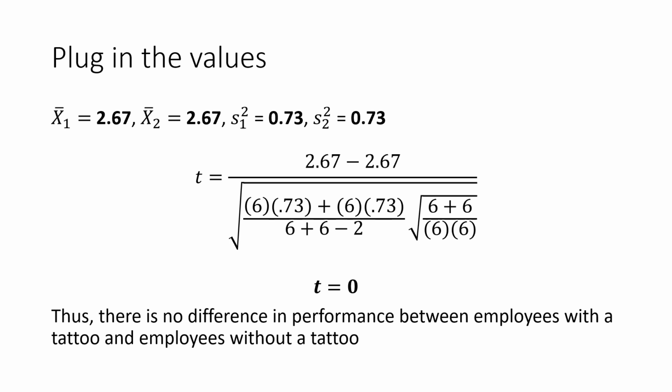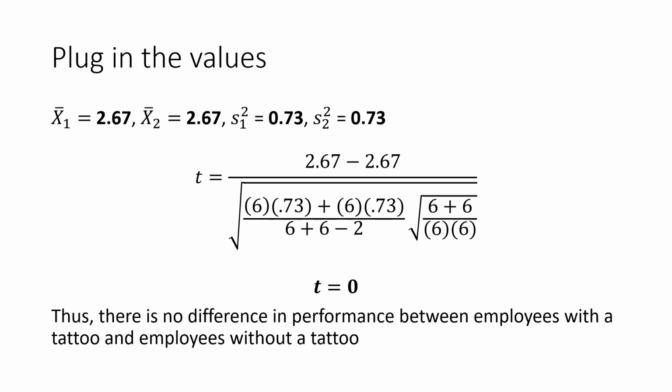So just plug in the values here. We have, once again, to review, the mean of group 1, 2.67, and the mean of group 2, also 2.67. And we have the standard deviation of group 1 as 0.73 and the standard deviation of group 2 as 0.73. So to calculate t, using the equation that we looked at previously, we simply take our two mean scores across the groups and subtract them from one another. So 2.67 minus 2.67, which of course gives you a score of 0.